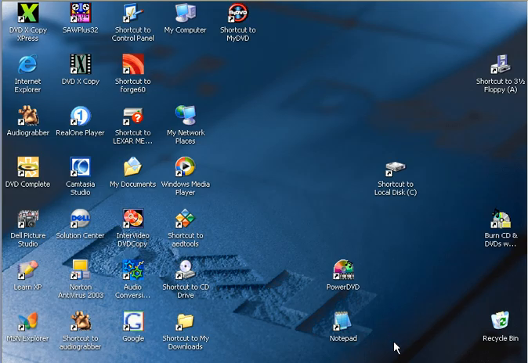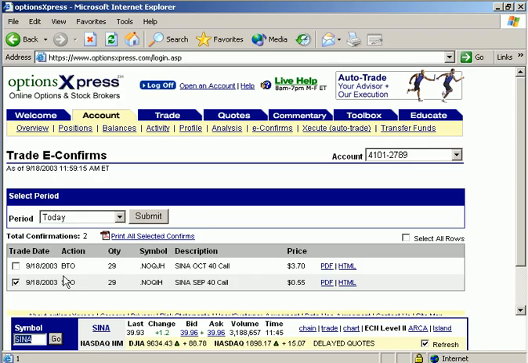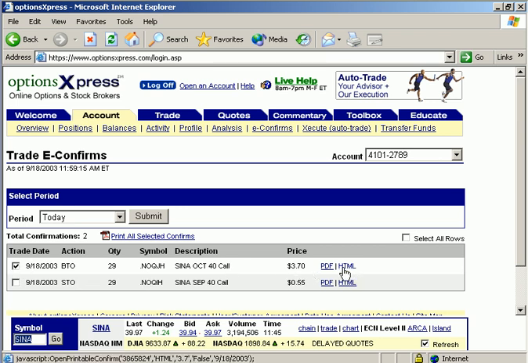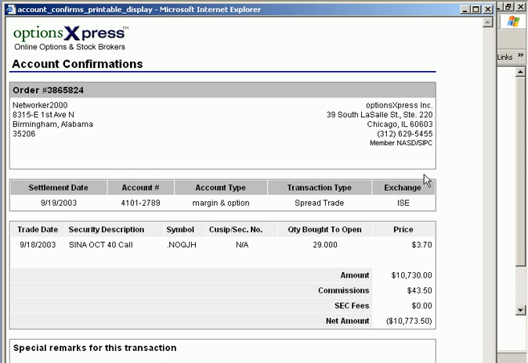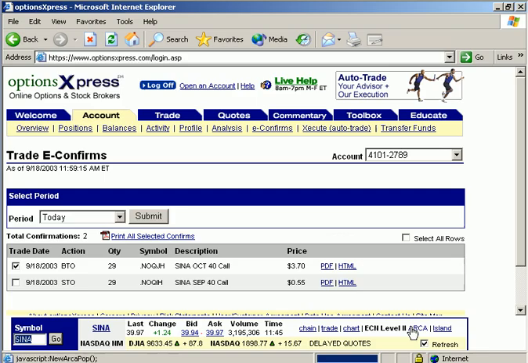Now we need to go back and see how much money we had going out. Okay, we go back to Austin Express and uncheck this one and check the long term. We're going to click on HTML. Okay, and we can read back the same thing. We bought 29 contracts at $3.70. It was actually $10,730, but once you add the commission and SEC fee, we paid out $10,773.